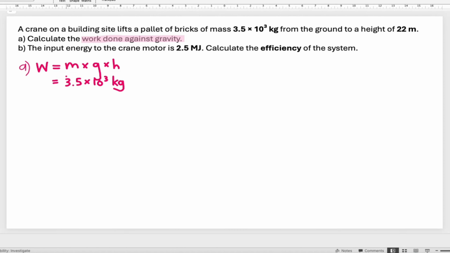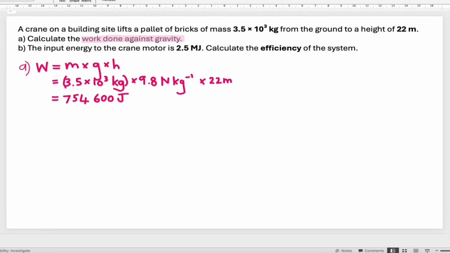All right. And what about gravity? That's going to be 9.8 Newton per kilogram. Okay, and the height is 22 meters, right? 22 meters. So if we multiply all of this together, what do we get? We get 754,600 joules. All right, but this is not our final answer.